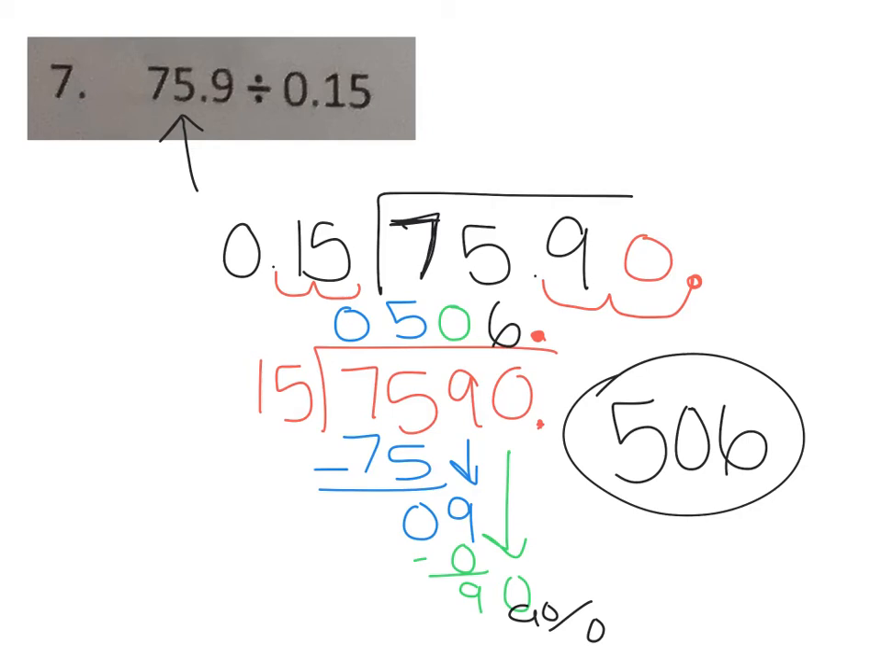So because the 0 is in between place values, it does matter. So remember, your decimal is at the end, and we can just leave it there. We can have it or not, either way. So our final answer is 506.